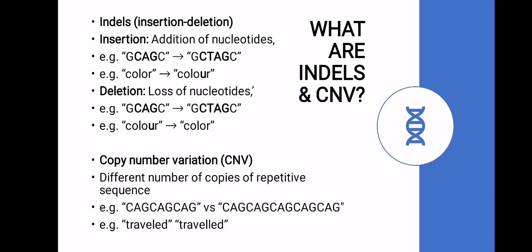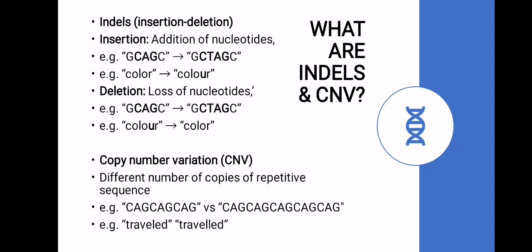Indels and CNV, these two are also important words that we need to understand. Indels actually means insertions and deletions. Insertion is the addition of nucleotides. For example, for the sequence GCAGC, there is an insertion or addition of the letter T. Now it becomes GCTAGC. Similarly, color undergoes insertion of one letter U, then it becomes colour. It means the same thing, it is the same gene, but there's one more extra letter. For deletions, it's the reverse. There's a loss of nucleotides. For example, GCTAGC becomes GCAGC. For the colour, one U is lost and it becomes color.